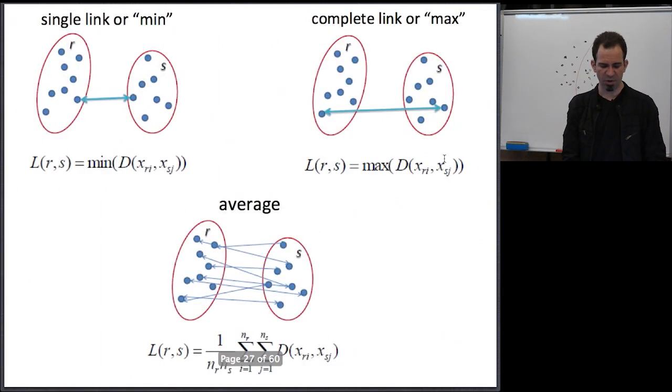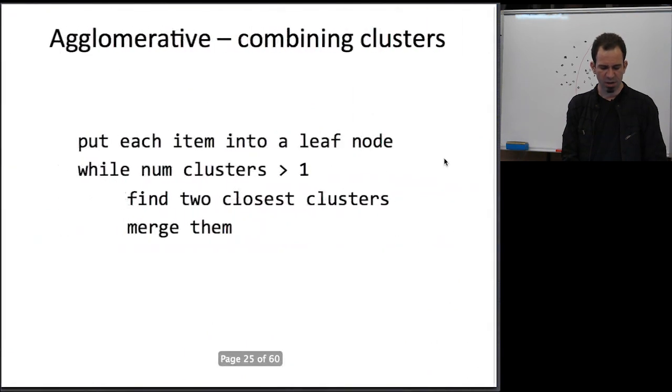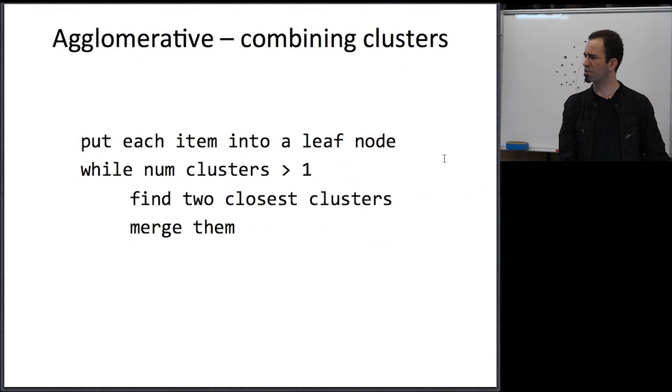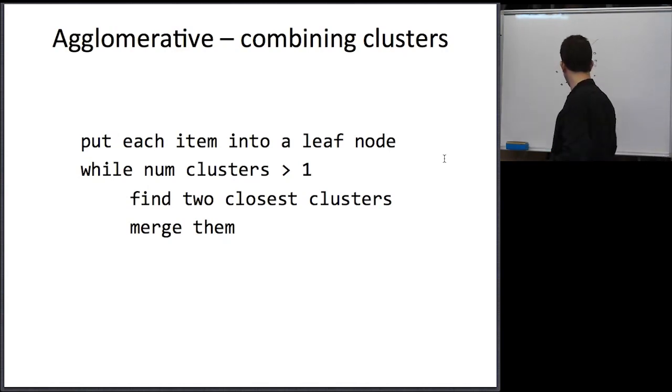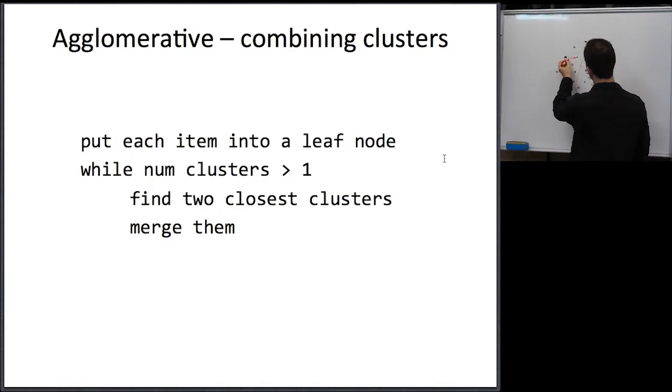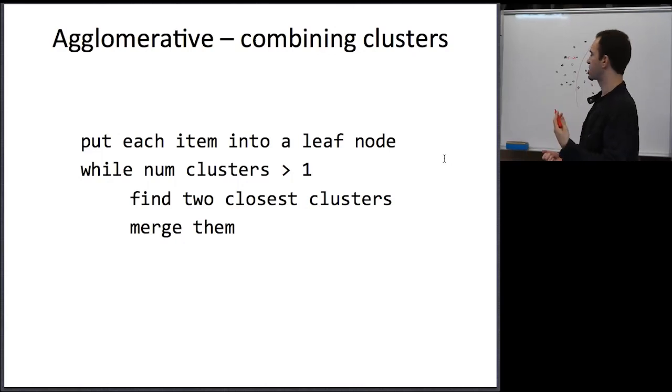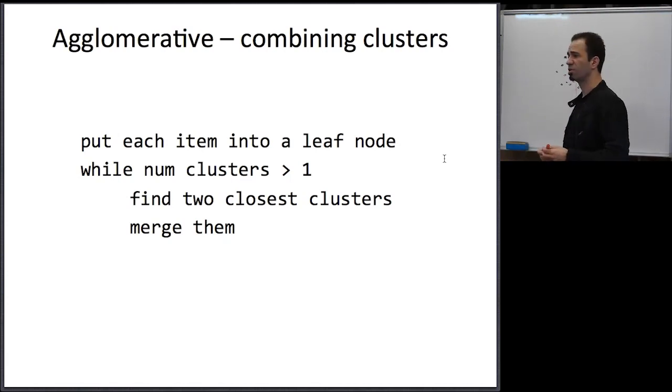And there's one more thing. Here it says find two closest clusters. What does it mean for two clusters to be close? Because we have cosine distance, but cosine distance doesn't measure the distance between groups of documents. It measures the distance between individual documents. So if I say, how far apart are these two documents? I can use cosine distance and compute that. If I say, how far apart are these two clusters? What does that mean?